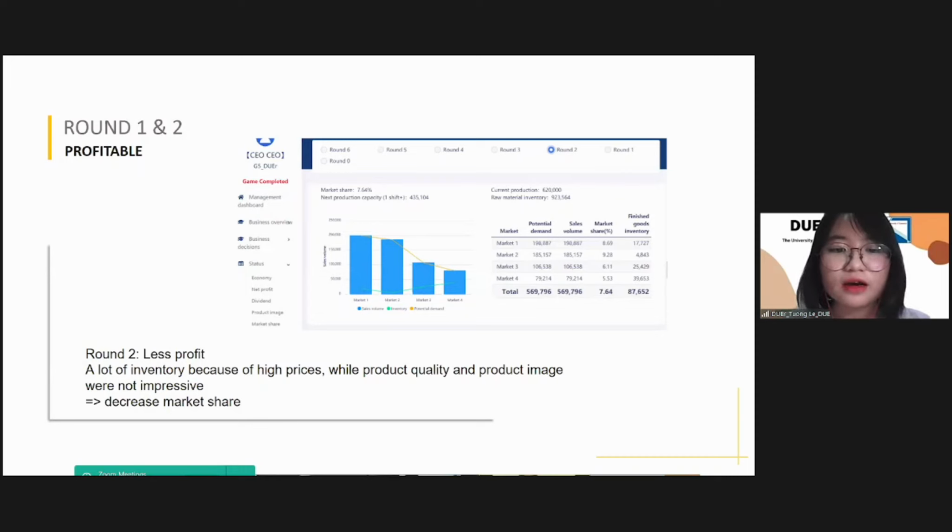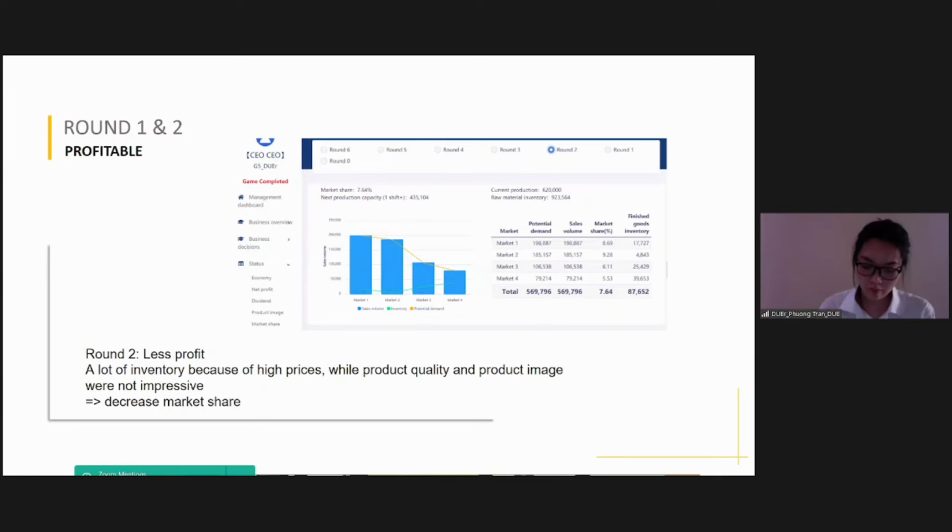There was a lot of finished goods inventory left because we set high prices for all markets. Moreover, the product quality and product image were not high due to less investment in marketing and R&D. So our product could not be attractive in comparison with others. It led to a decrease in market share in the following rounds.